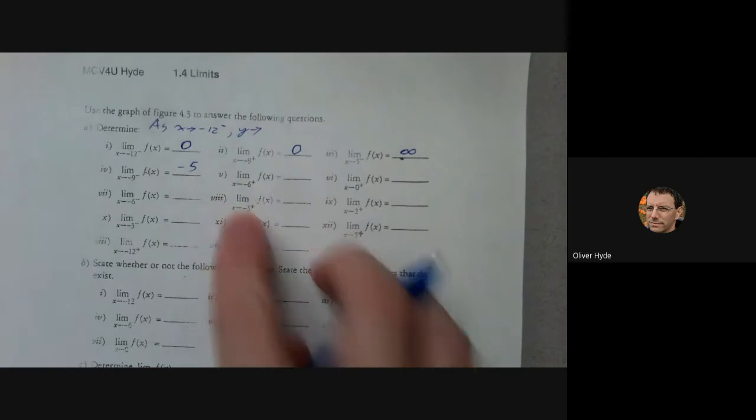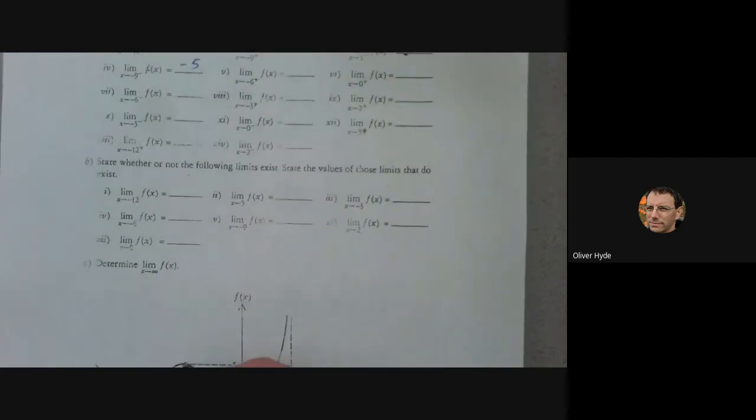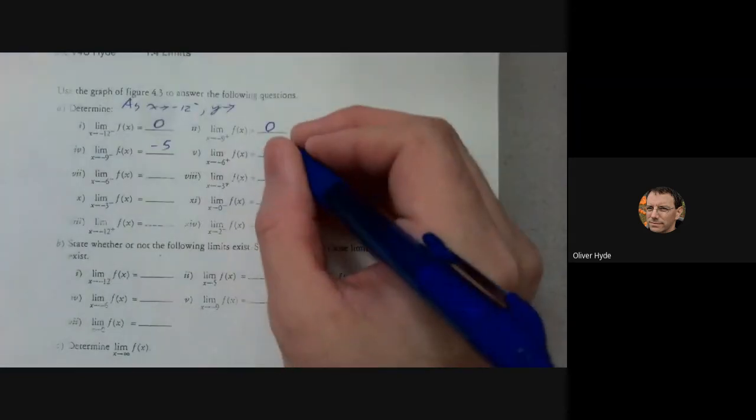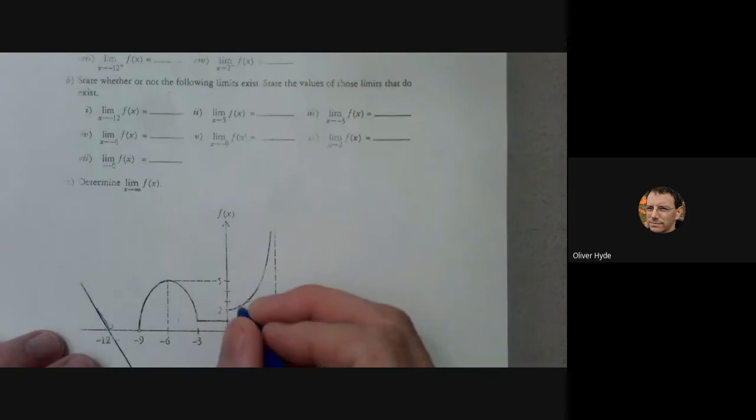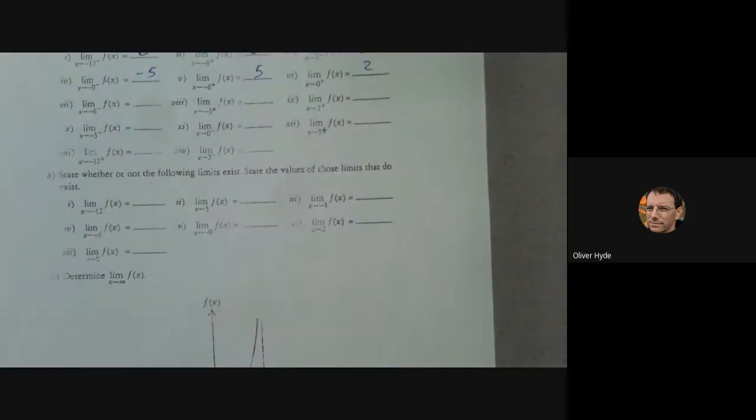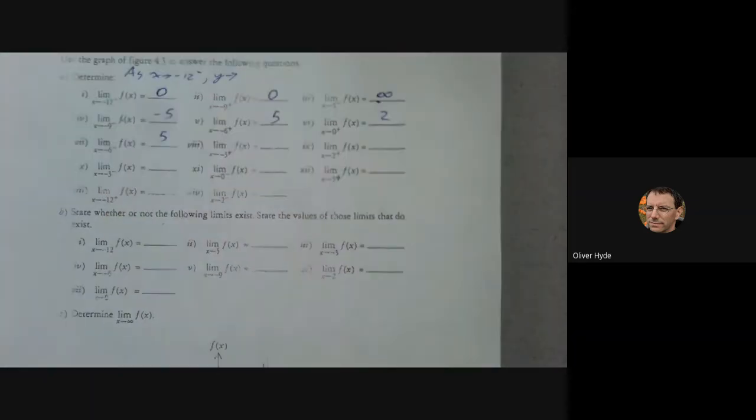As x approaches -6 from values that are greater than -6, looks like my outputs are approaching 5. As x approaches 0 from values that are greater than 0, looks like my outputs are approaching 2. As x approaches -6 from values that are smaller than -6, looks like my outputs are approaching 5.